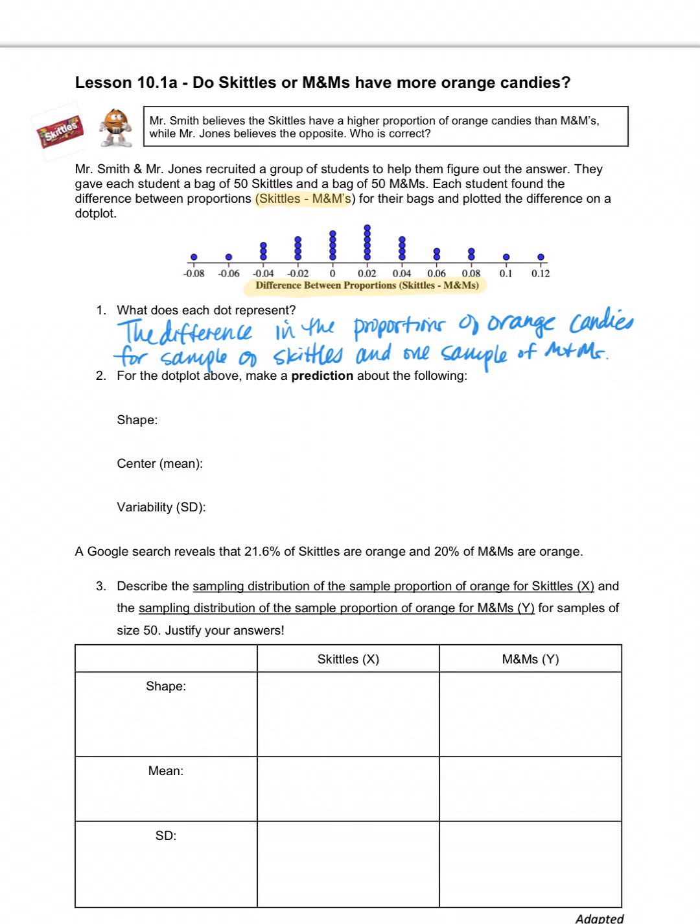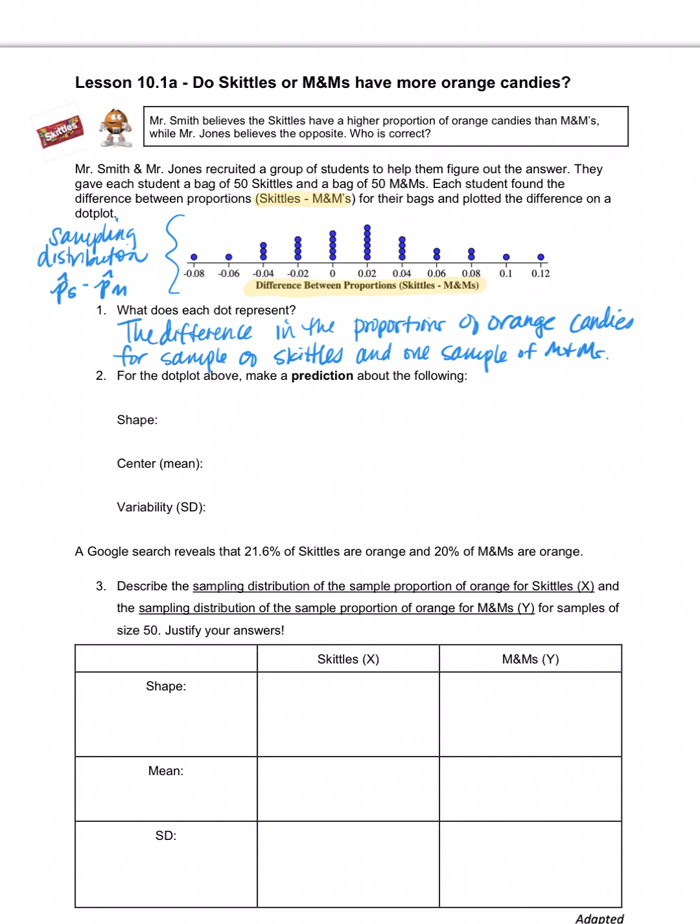So what we see here is what we would call the sampling distribution, not complete, but it is a sampling distribution of the difference in p hat. So p hat of S minus p hat of M. S for Skittles, M for M&Ms.